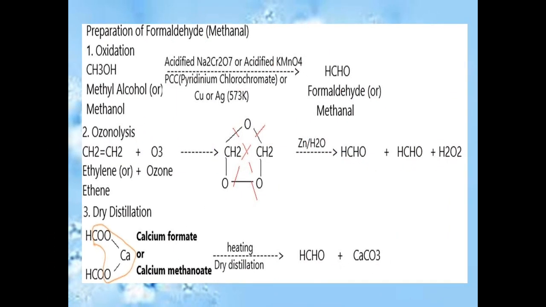Preparation of formaldehyde, another name is methanal. It is prepared by oxidation of methyl alcohol. What is oxidation? Oxidation means removal of hydrogen and addition of oxygen. So here we are going to remove hydrogen, so that we get formaldehyde. For removing the hydrogen, we use acidified sodium dichromate, or acidified potassium permanganate, or pyridinium chlorochromate, or copper or silver at 573 Kelvin.